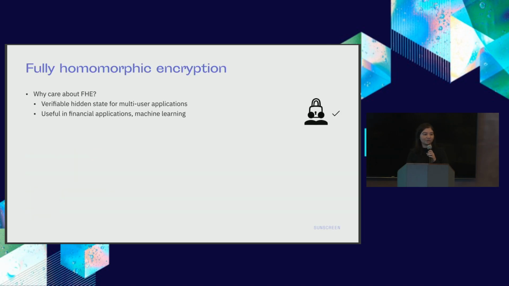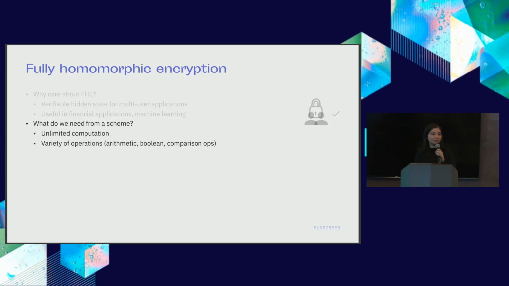So hopefully you don't need to be convinced on why FHE matters, but for a brief review, you can think about FHE as enabling hidden state for multi-user applications. And what's nice about FHE is that it's publicly verifiable. In terms of some use cases where FHE is quite interesting, we have financial use cases, so things like private auctions, dark order books, as well as some of the machine learning applications discussed earlier, such as private inference and private training.